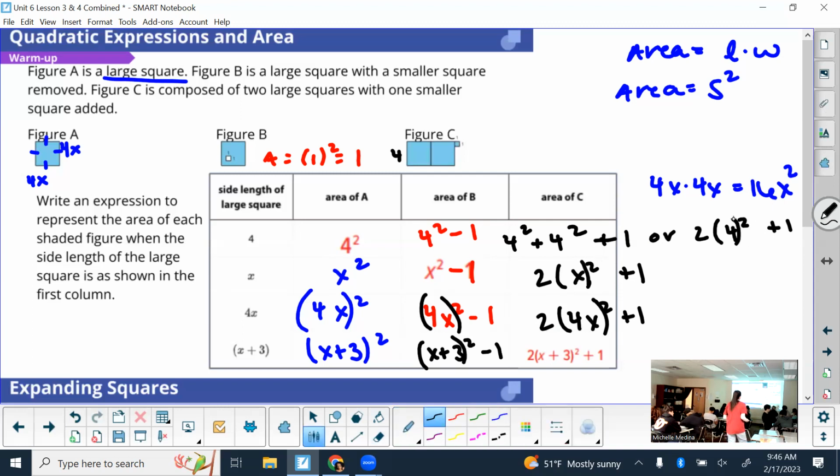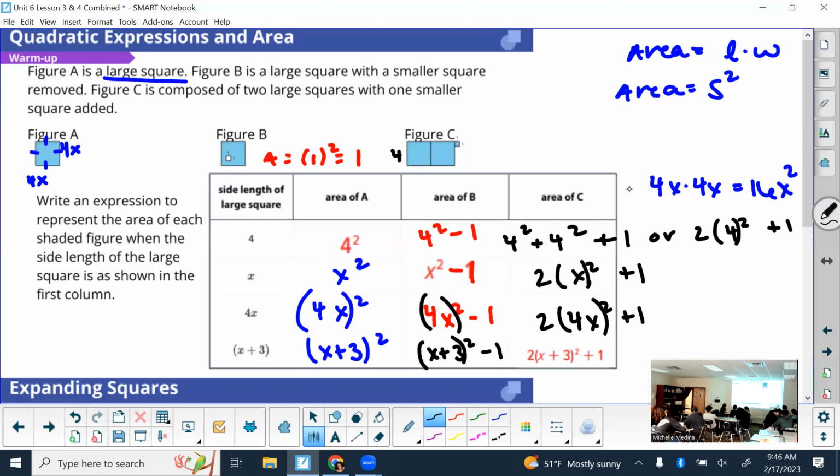All right, so maybe I should adjust it to that, but either way, that's what it looks like for that row. And then the last one's filled in for you, which also makes sense. 2 times whatever the side length is squared plus 1. So questions on the warm-up?